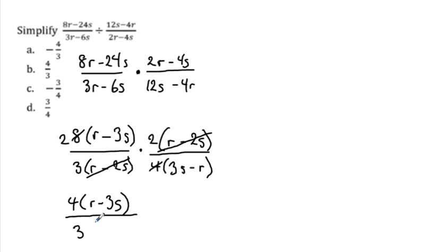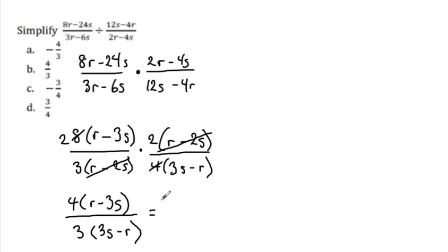along with the 3s minus r. Now, as you can see, none of these answers look exactly like what we have, so we know that we still have some work to do. If you notice, we have a positive r and a minus 3s in the numerator, and a positive 3s and a minus r in the denominator. What this tells us is that we can factor out a negative 1 from either the top or the bottom.